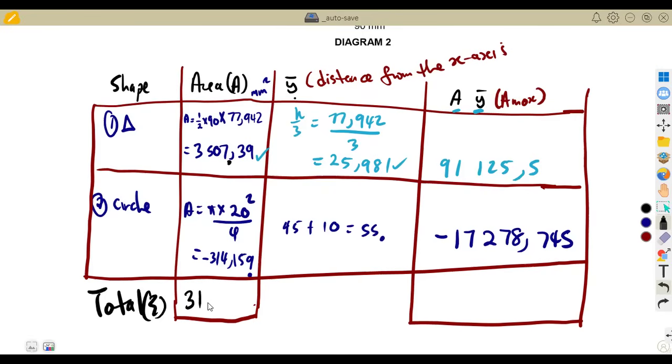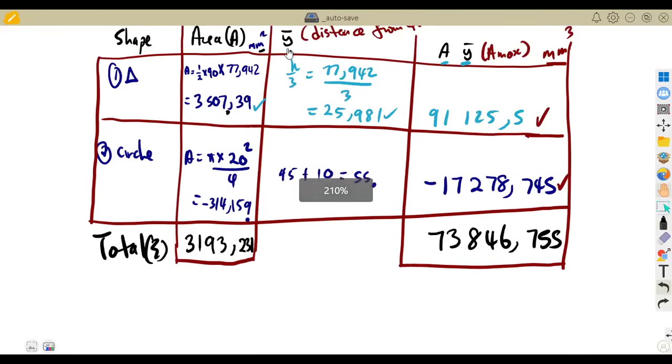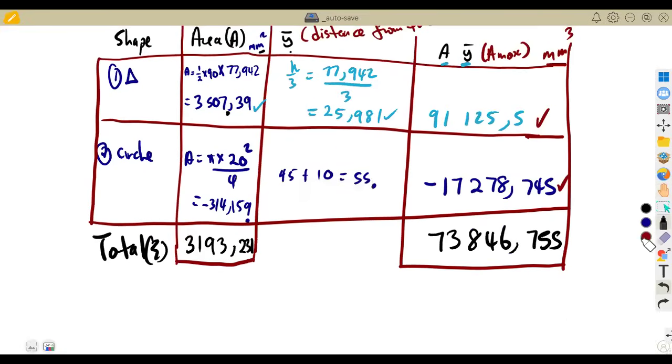So this was going to give us 3,193.231 square millimeters, our area moment in cubic millimeters. If you combine this plus this, take note there's a negative. So it's going to be this one minus this one, which is going to be 73,846.755. So that's it. With this, guys, we can obtain the y value, which is the distance from the x-axis.